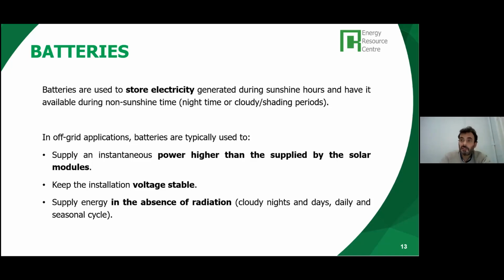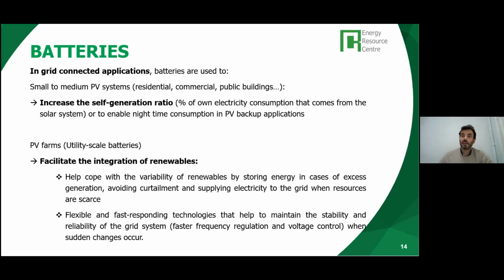At the same time, the batteries help to keep the voltage stable, because the voltage of a battery is more stable than the voltage in a PV module. Remember, the PV module works on the IV curve, so it can have some fluctuations. And of course, the batteries give us electricity when there is no sun, under cloudy moments, at night, etc.